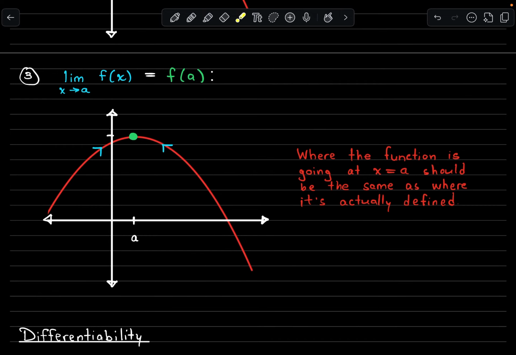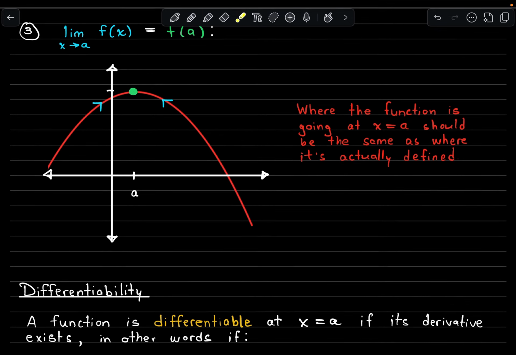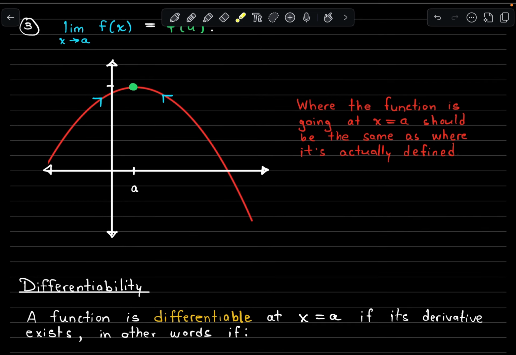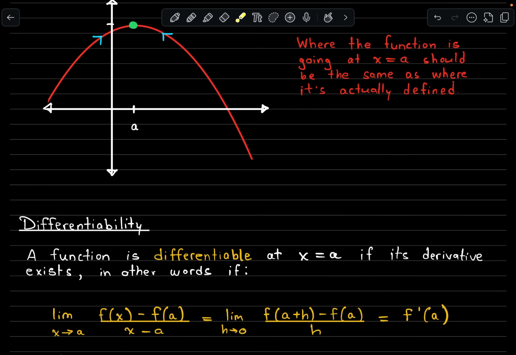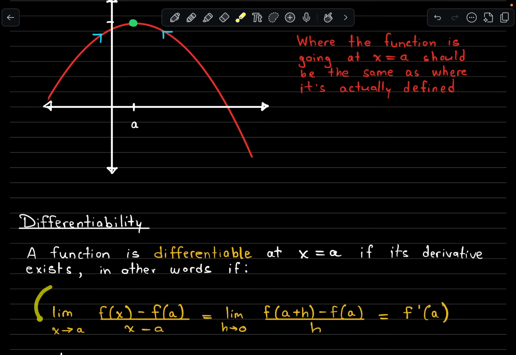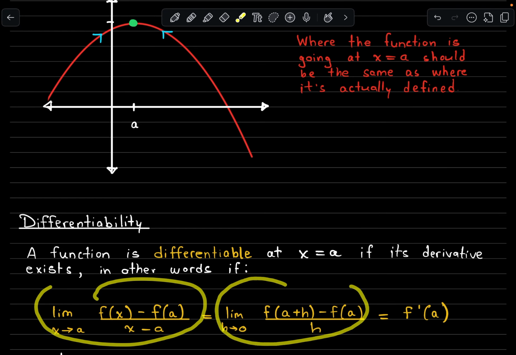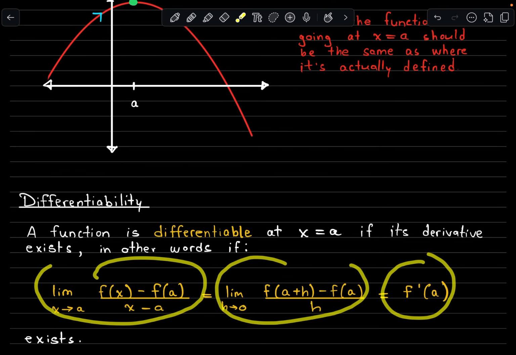So that's continuity. Then we've got differentiability. Differentiability is what we've been talking about this whole time with taking derivatives and rules of differentiation. A function is differentiable at x equals a if its derivative exists at that point. In other words, if our limit definition of the derivative that we've seen before exists.